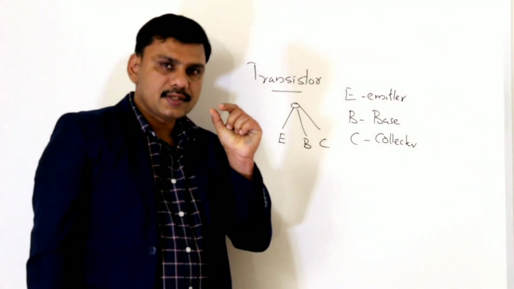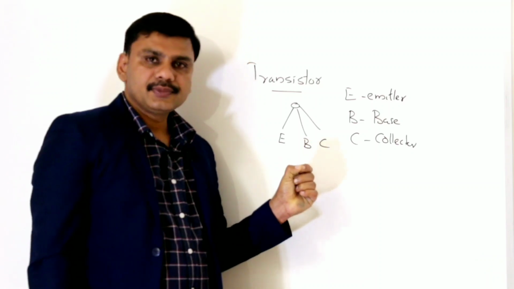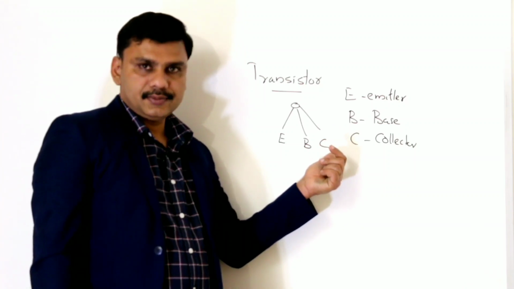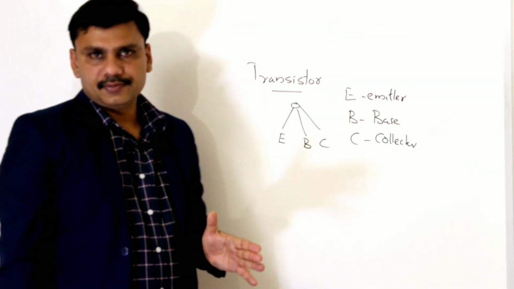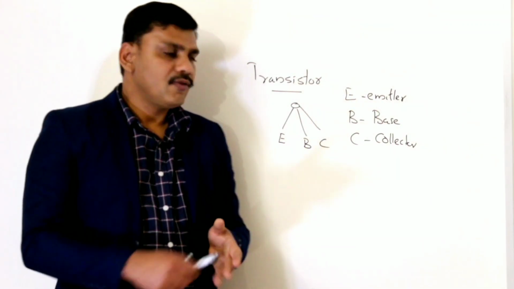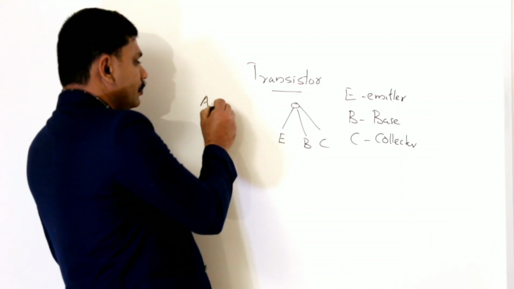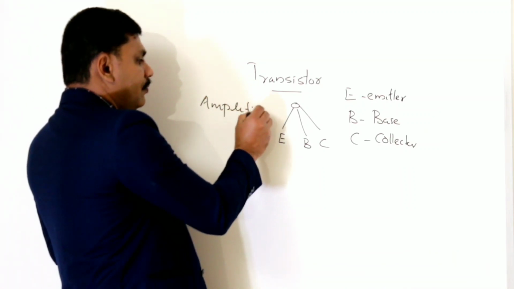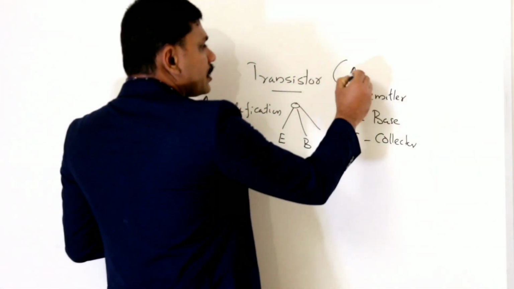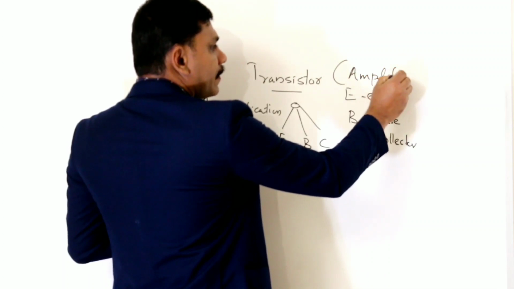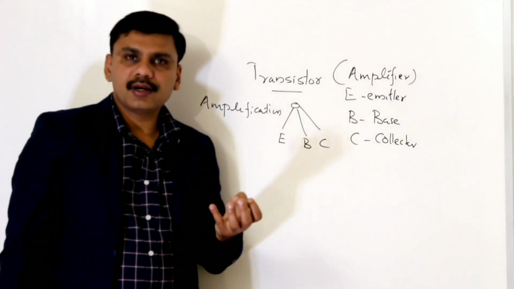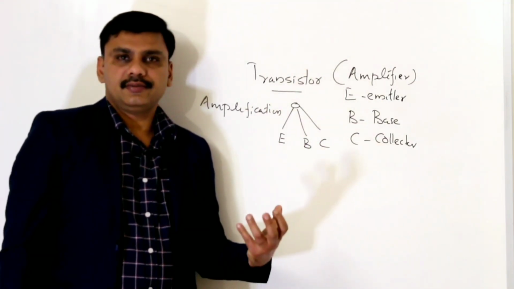A transistor is a small, simple electrical component. It has three legs and they are named as emitter, base, collector. Then what is the function of a transistor? A transistor in a circuit we are using for amplification. So a transistor is known as amplifier. So amplification means what? Strengthening a weak signal.